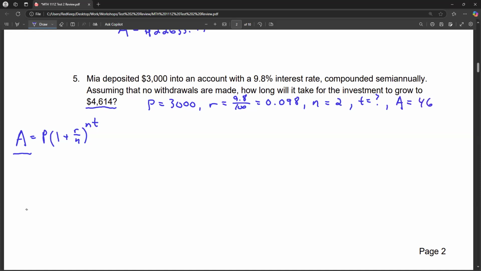That's the 4,614 that Mia is after. So it looks like we have the recipe and we have the ingredients. Let's put down our updated equation and see what's going on.